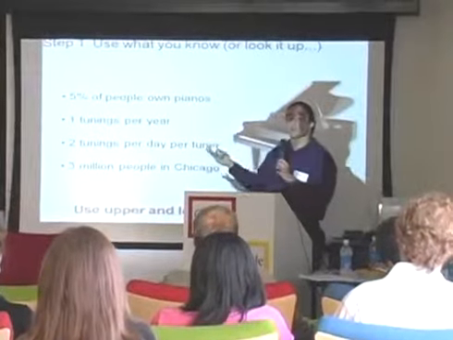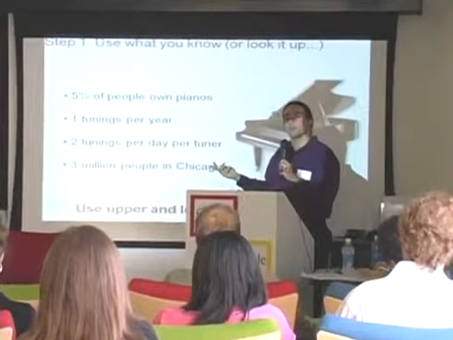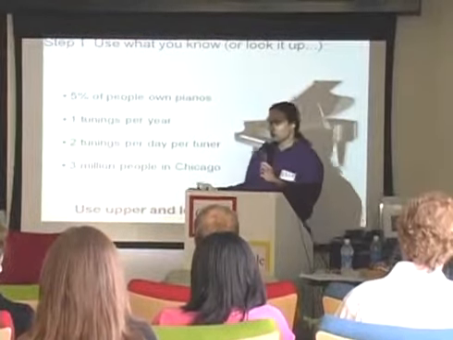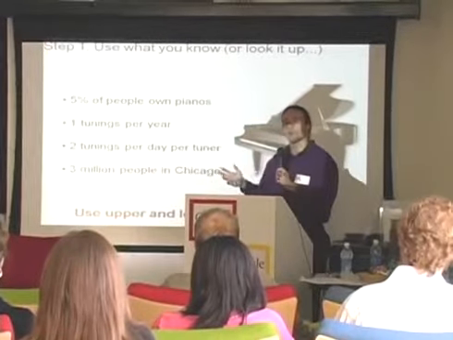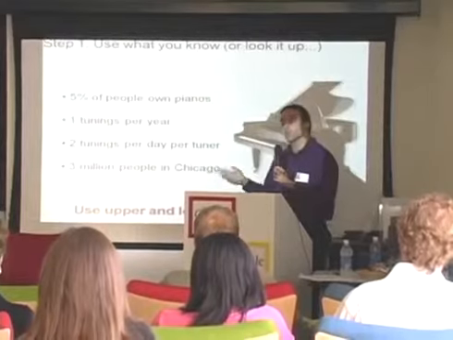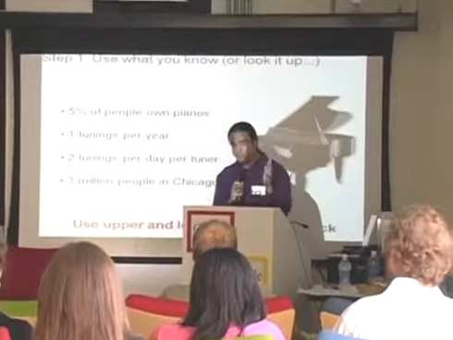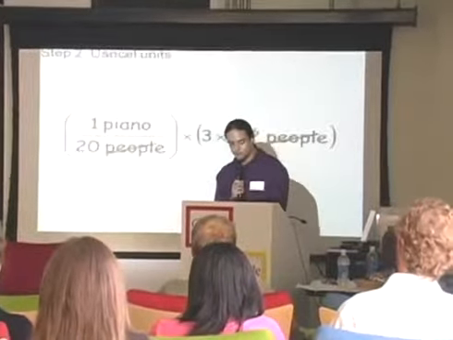and it's helpful to know the number of people in Chicago is about 3 million. You could just look that up on Google, or you could know that roughly the number of people in a big city is about 1 million, and Chicago is a pretty big city, so maybe it has a few million people in it. So these are all the things that you want to start off with.